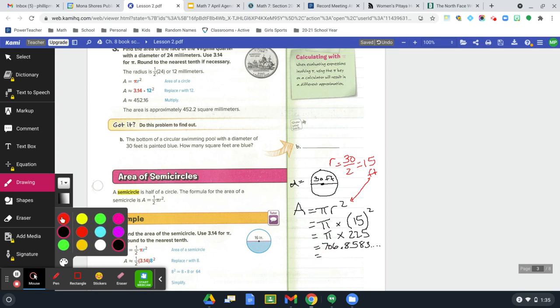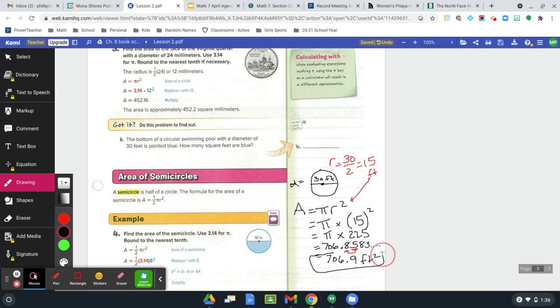Rounded to the nearest tenth. Nearest tenth. So we look at the hundredths, we look at that 5, tells us what to do with that 8. It is absolutely going to round up. So your final area for that pool, the bottom of the pool, is 706.9 feet squared. Area of the bottom of that circular pool.